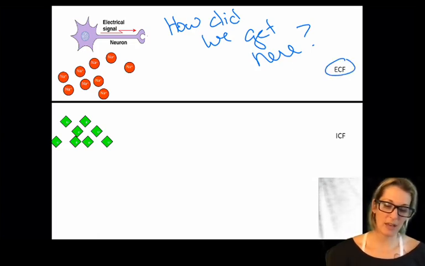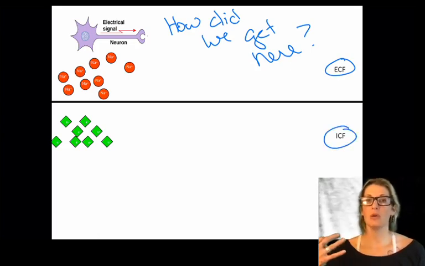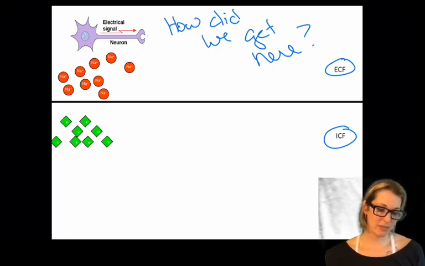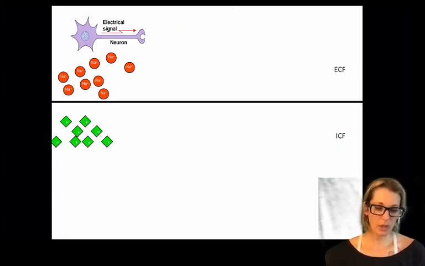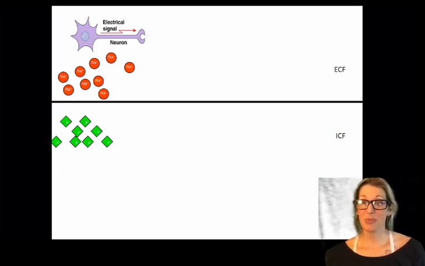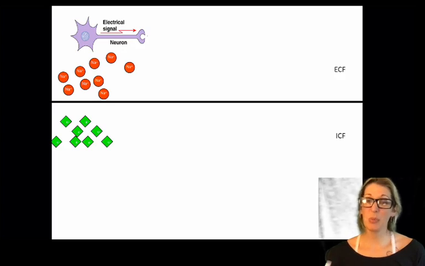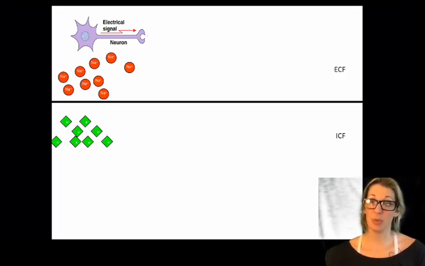Reminding you that ECF is extracellular fluid, ICF is intracellular fluid, so E extra is outside, I intra is inside of the cell. So hopefully you thought, oh, well, the sodium-potassium pump. Remember, we spent some time talking about the sodium-potassium pump, and what that does is establish a resting membrane potential. That establishes the negative inside relative to the positive outside.